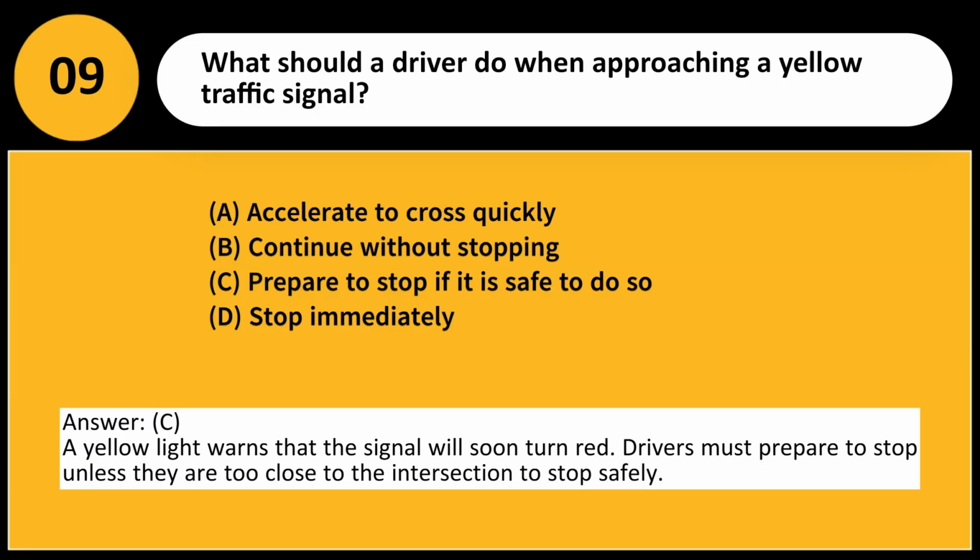A yellow light warns that the signal will soon turn red. Drivers must prepare to stop unless they are too close to the intersection to stop safely.